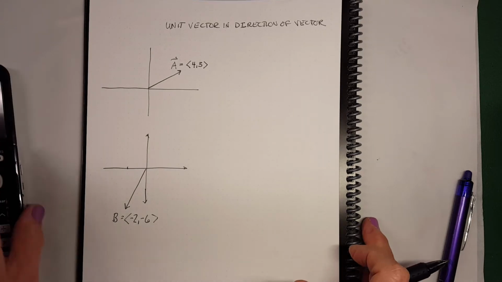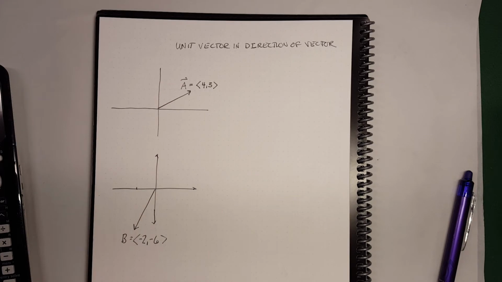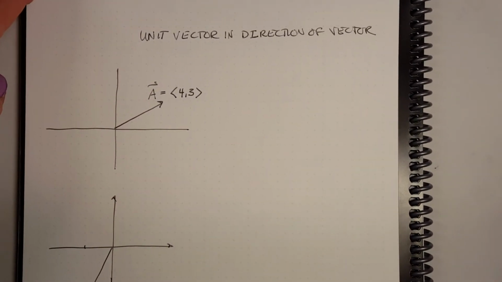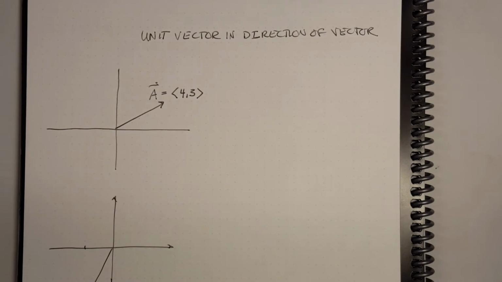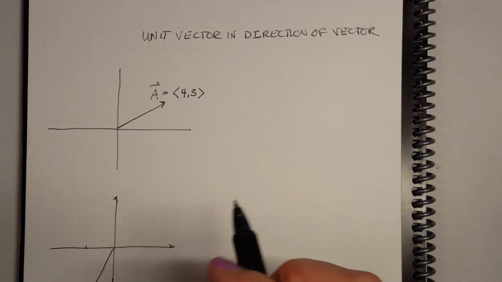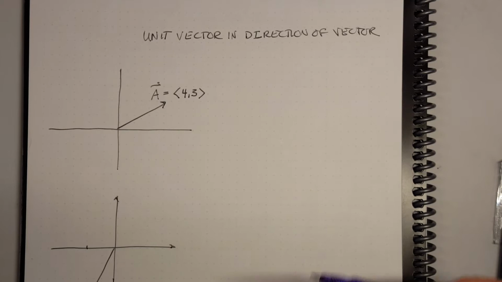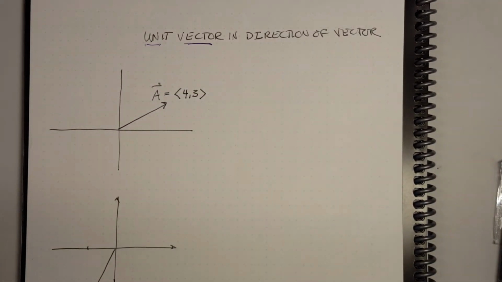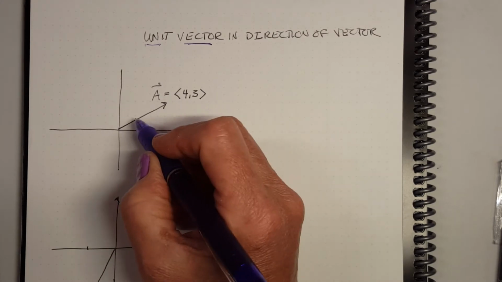We're going to look at how to find a unit vector in a specific direction. This comes in very useful when we talk about the concept of work, the physical concept of work, and other reasons as well. So we know that unit means length of 1, and we want to find the unit vector in the direction of vector A.